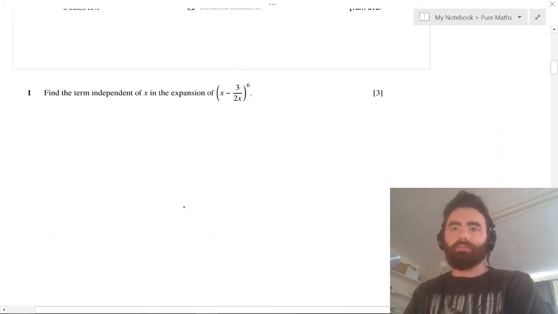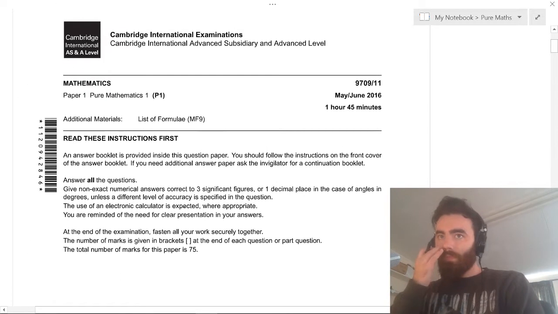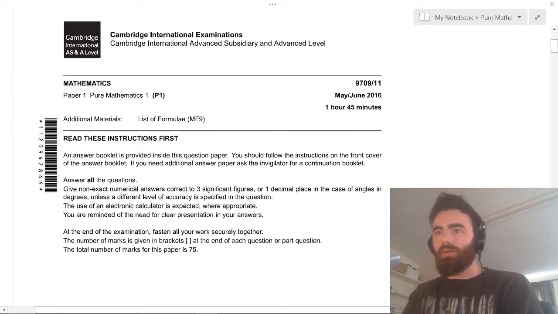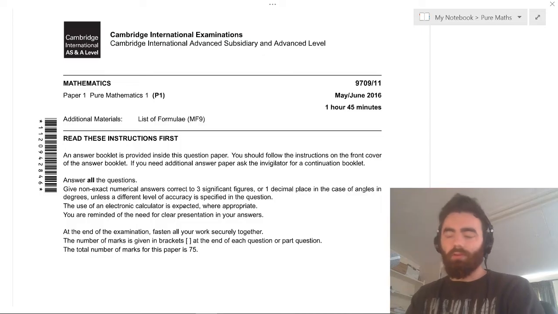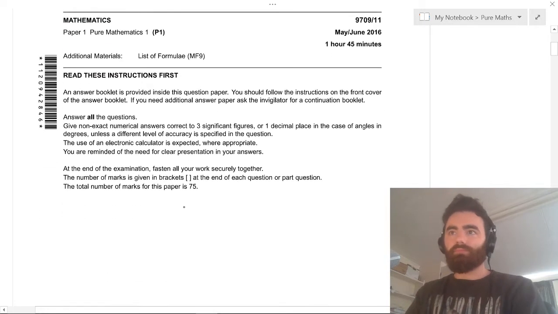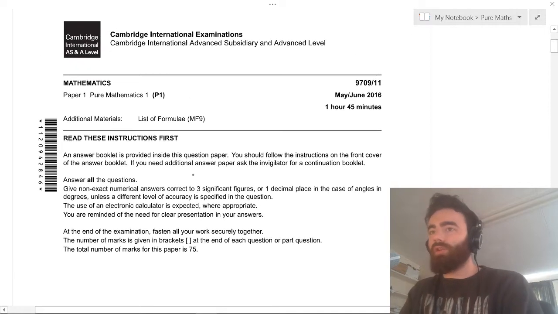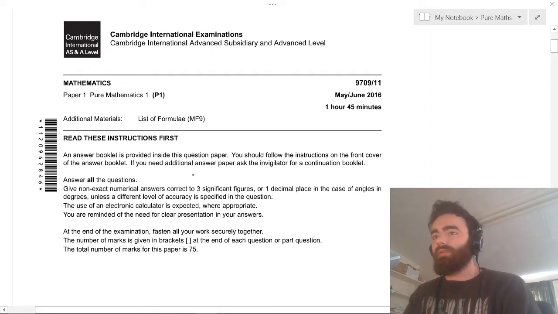Okay. We're going to go through this. This is Cambridge again. A-level Pure Maths Paper 1. Probably going to do like half of it, take a break, do the other half. May/June 2016. Hopefully I'm going to do all the papers: May/June 2016, October/November 2016, and then do that for 2017, 2018.